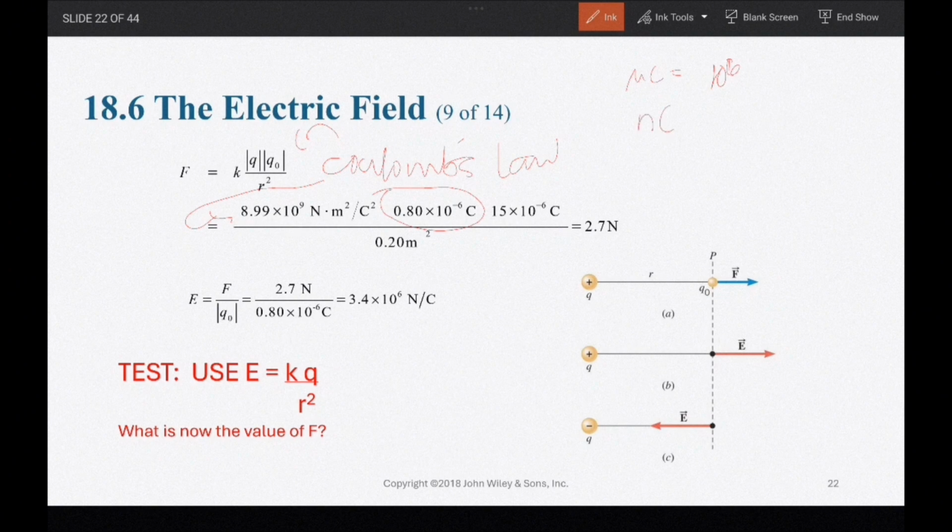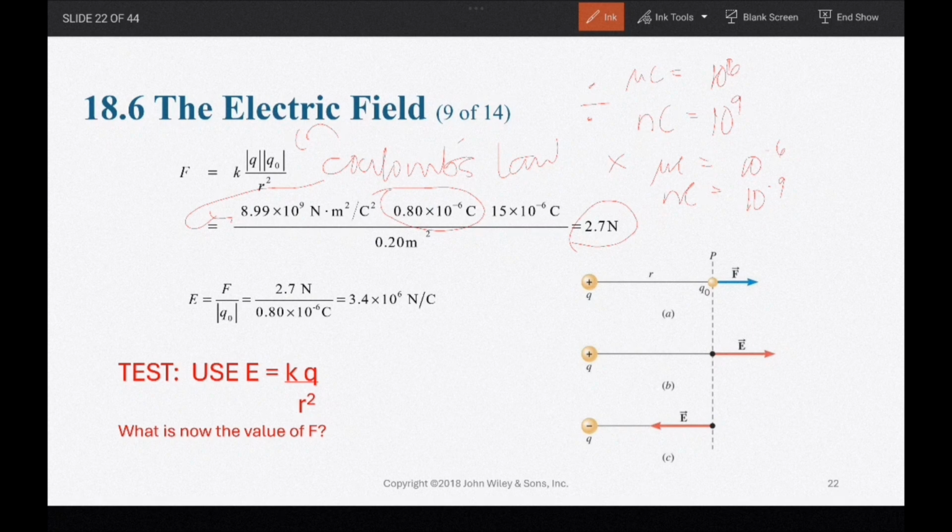For nanocoulomb, you convert the value using 10 to the power of 9. So just simply divide. If you want, you may also multiply: microcoulombs equals 10 to negative 6, and for nanocoulomb it is 10 to negative 9. They will work in both ways. And there, you'll get 2.7 Newton.